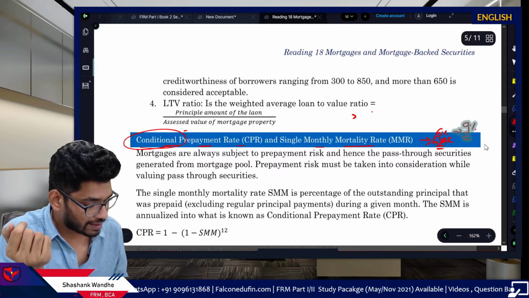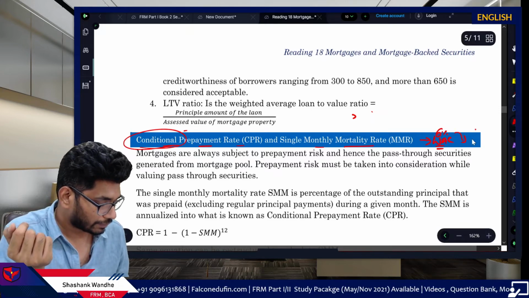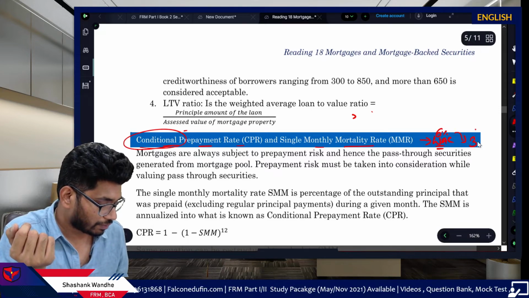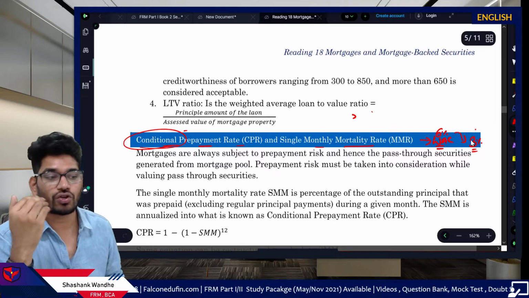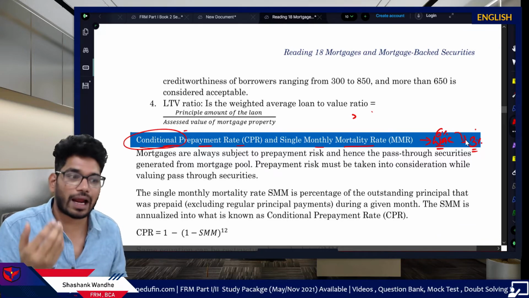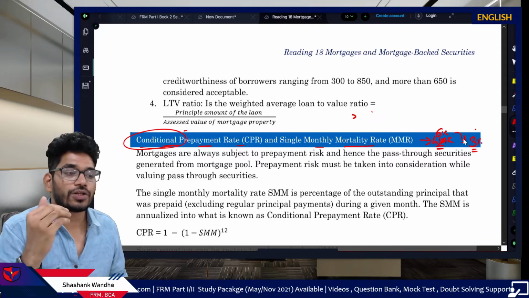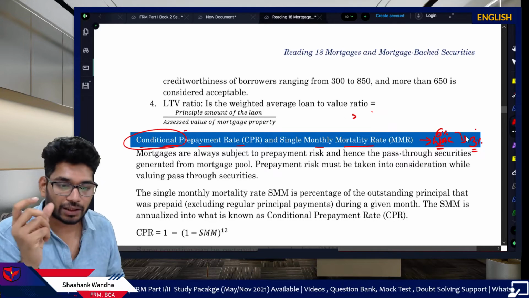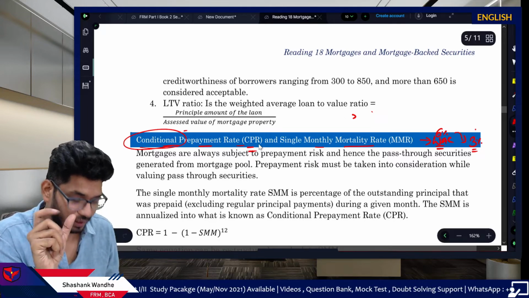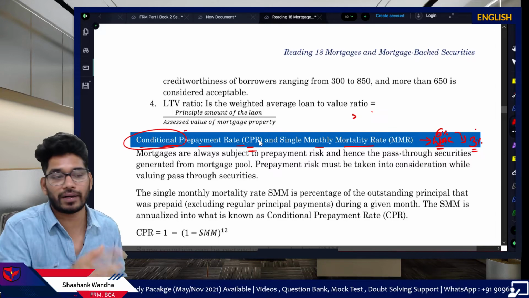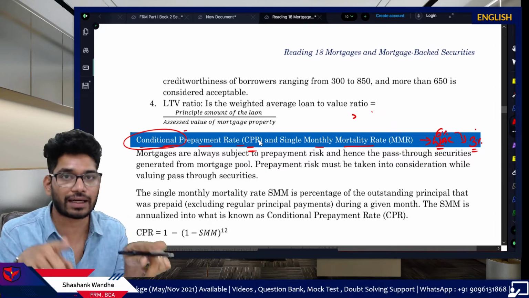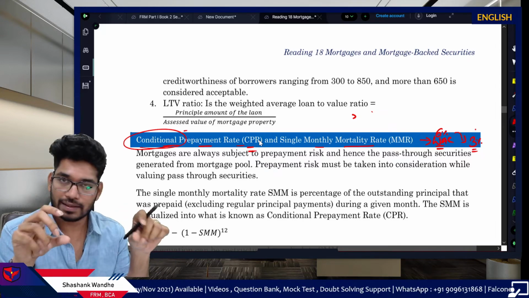Now imagine a second scenario, say the current interest rate is 3%. Obviously borrowers will be more inclined to prepay, right? So that's why this prepayment rate, this CPR, is called a conditional prepayment rate, because it depends on the market condition. So that's why CPR.